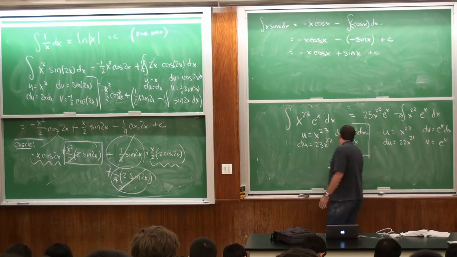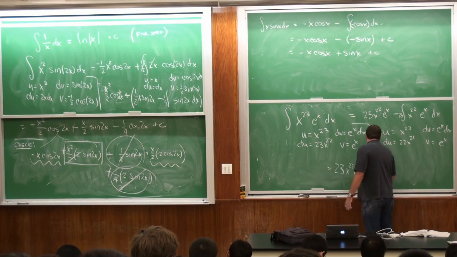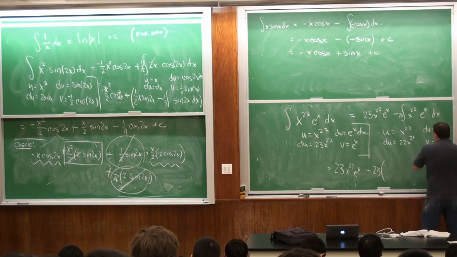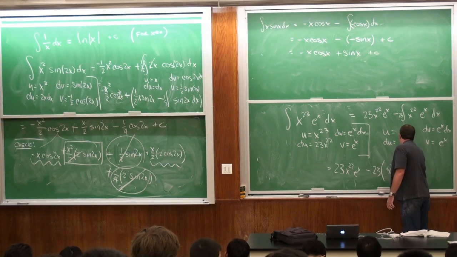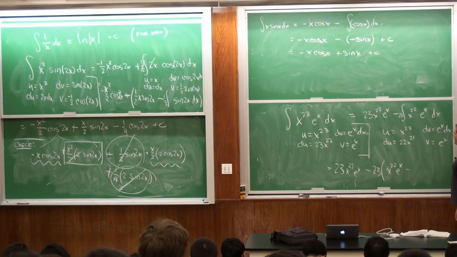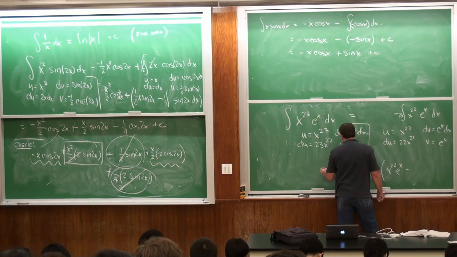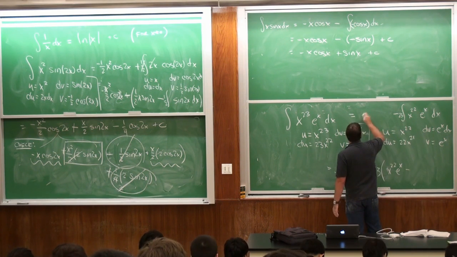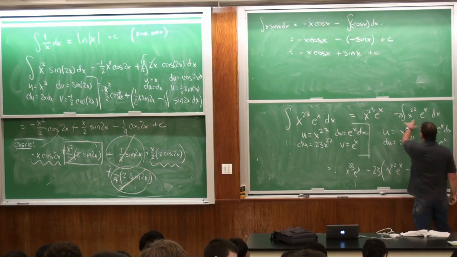So when I do parts again, from before I have this, and then I get 23 times 22 e to the x. UV, x to the 22 e to the x. Sorry, I'm still too early. I haven't had enough coffee yet. This is x. It's UV. Thank you. This one's right.